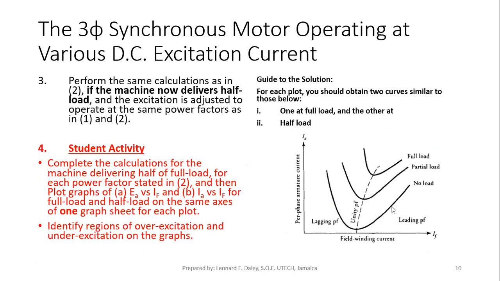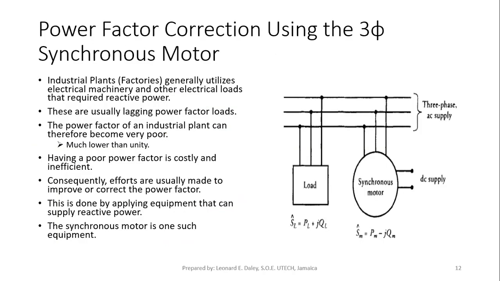And as you can see, they can give you some information as to what kind of field winding current can give you what kind of power factor. You would know that below this value here of field winding current would be giving you lagging power factor, and above this value will be giving you leading power factor. So it's something you would want to know for your particular synchronous motor. All right, so let's get into power factor correction.